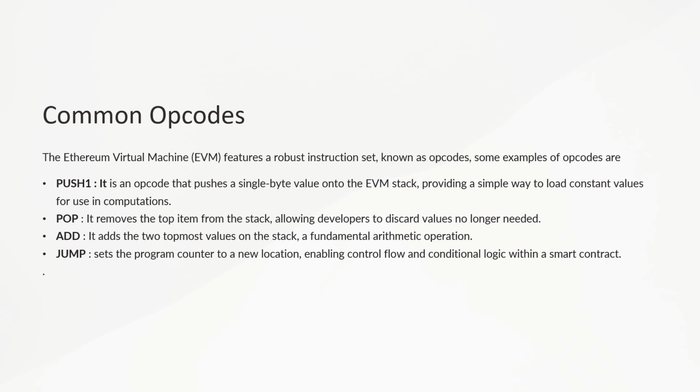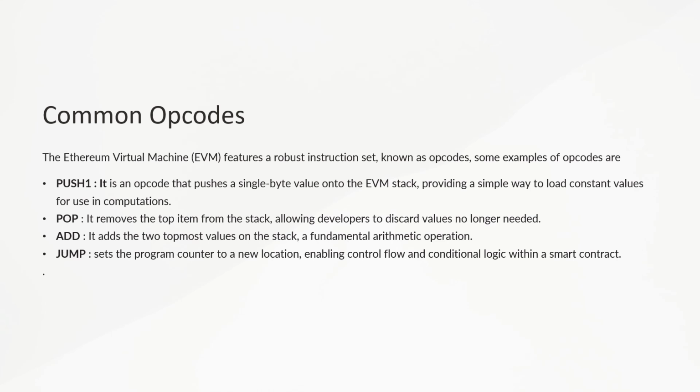Here are some examples of common opcodes. PUSH1, which is a stack opcode, pushes a single byte value onto the EVM stack, providing a simple way to load constant values for use in computations. POP removes the top item from the stack, allowing developers to discard values no longer needed. This is also an example of a stack opcode.